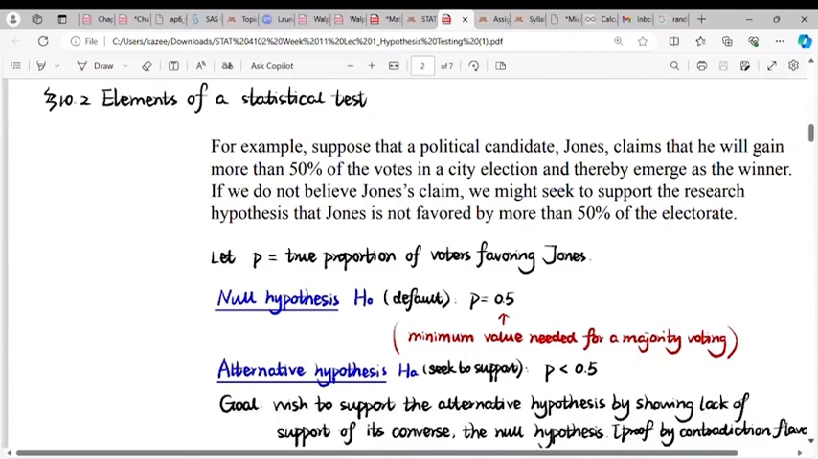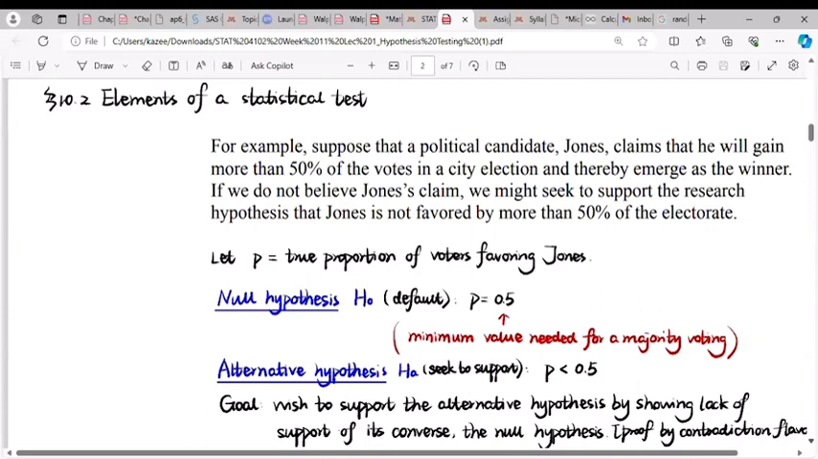Suppose that a political candidate, Jones, claims that he will gain more than 50% of the votes in a city election and thereby emerge as the winner. Of course, if you have more than 50% as a political candidate, you are likely going to be declared a winner. Now, this is a claim. A claim is a hypothetical statement. A claim may be true or not. And we're actually going to test it.